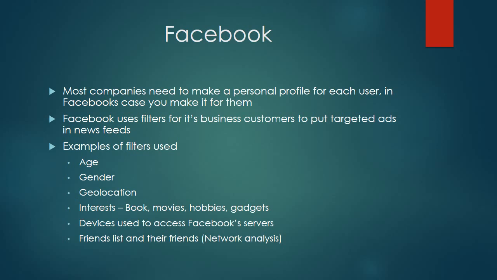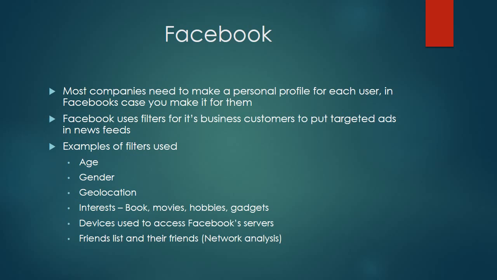Some of the filters they use are age, gender, geolocation, interests like books, music, even movies, hobbies, gadgets, and they would also see the devices that are accessing the Facebook servers, and they would use something called network analysis, where they would look at your friends list and then their friends list and their friends list and see how all of these lists are connected to you.